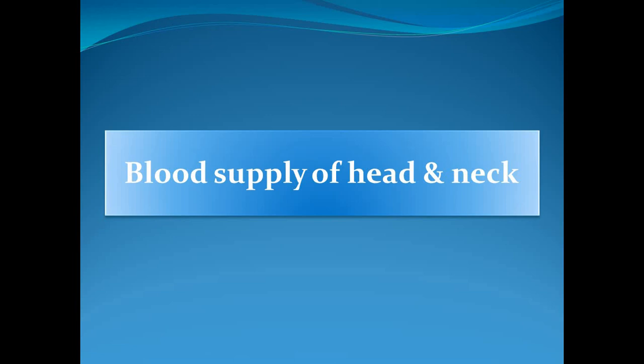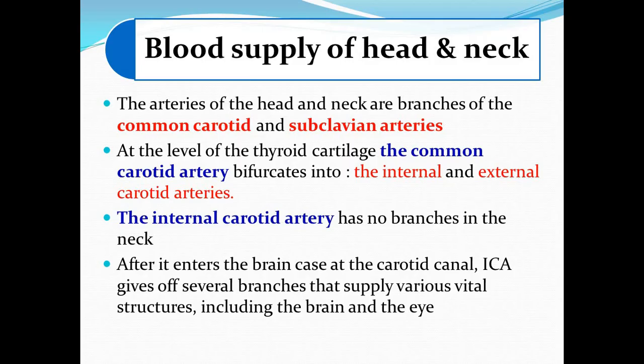Let's start with the blood supply of head and neck. If you remember in the previous few lectures, we talked about the blood supply of the brain and the intracranial structures. So what we are left with here is the other structures, including the blood supply to the face and neck. The arteries that supply the head and neck are the branches from common carotid and subclavian arteries, as we know.